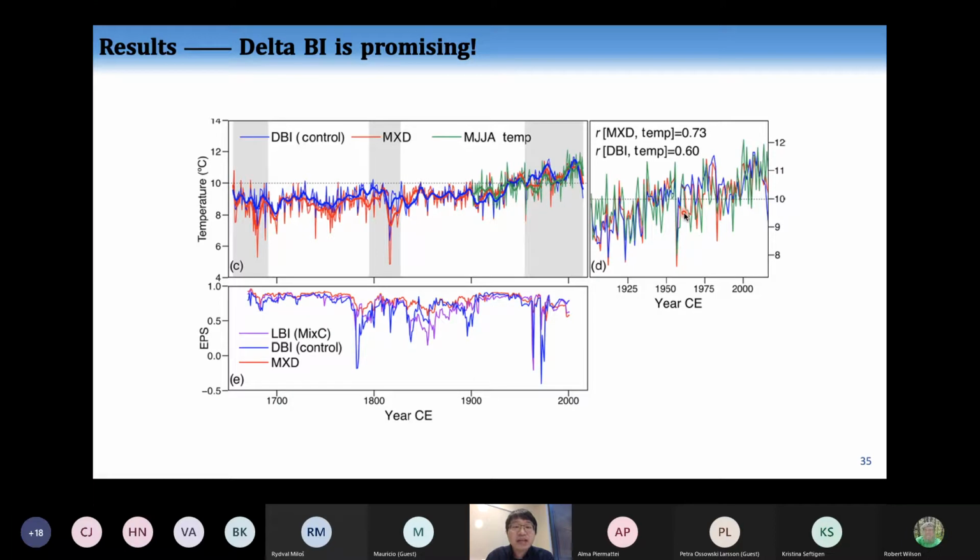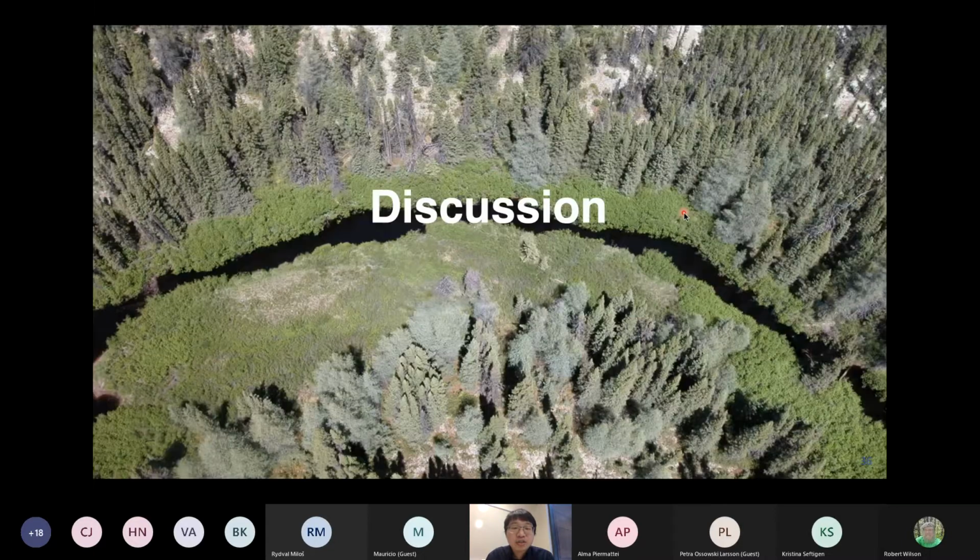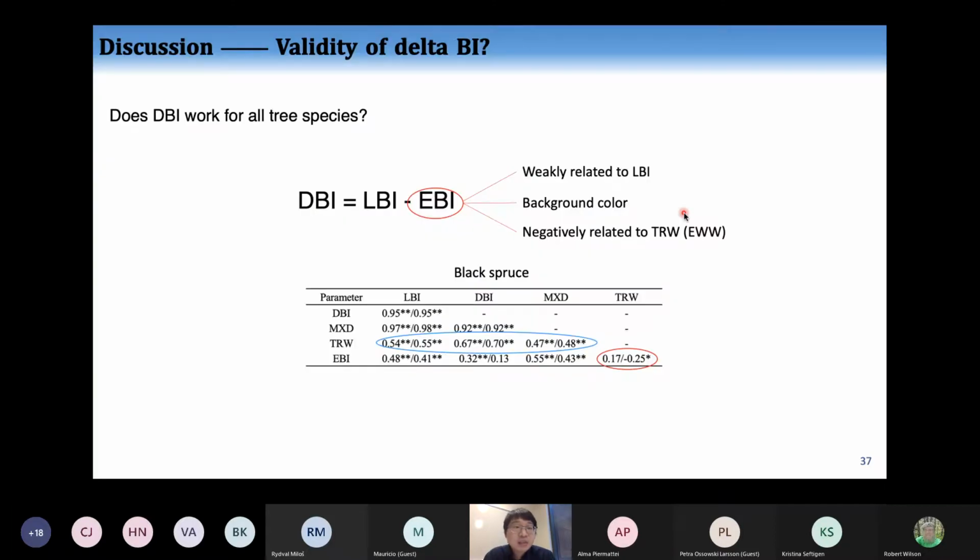So from the above analysis, we should know that delta blue intensity is a better proxy than latewood blue intensity for reconstructing summer temperatures. It's almost not affected by the discoloration issue. And in the next section, I would like to share with you some of my perspectives on the blue intensity method. The first topic is whether delta blue intensity could be valid for all tree species.